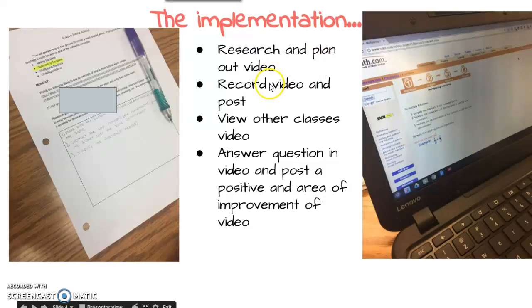So after they researched and planned, they recorded the video and posted it, viewed the other class's video, and then answered the question that they asked them to solve, as well as post a positive and an area of improvement of the video.